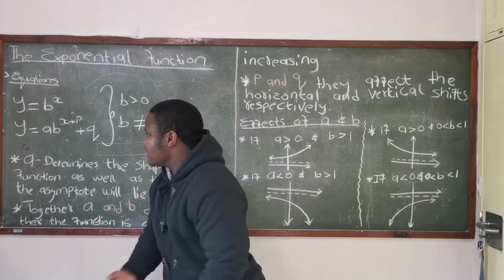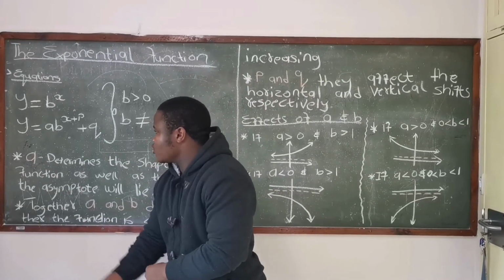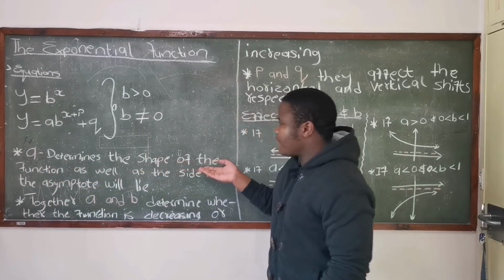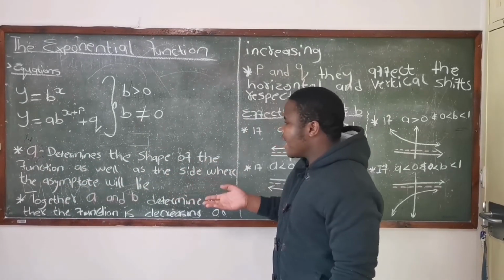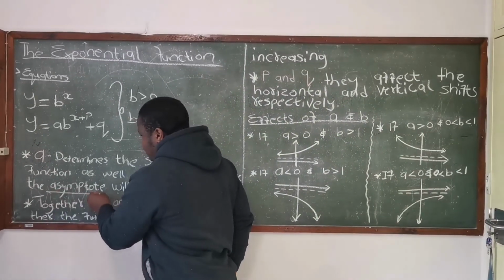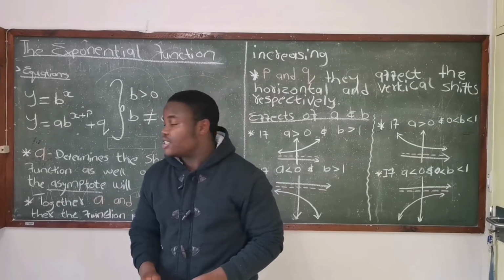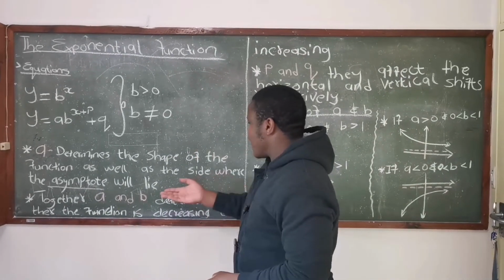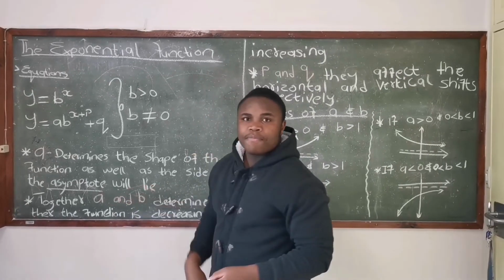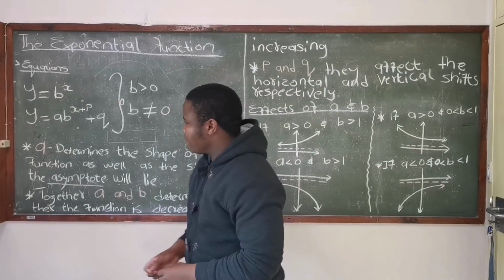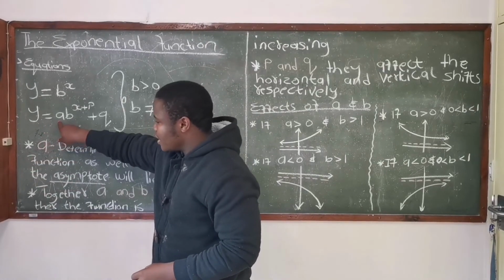So let's see what's the importance of a in this equation. a determines the shape of the function as well as the side where the asymptote lies. I'm sure you are aware that the asymptote is the line that the graph does not touch. What do we mean by saying the side where the asymptote will lie? We mean the graph will be above the asymptote or below the asymptote. That is determined by a, which is this one in the equation.